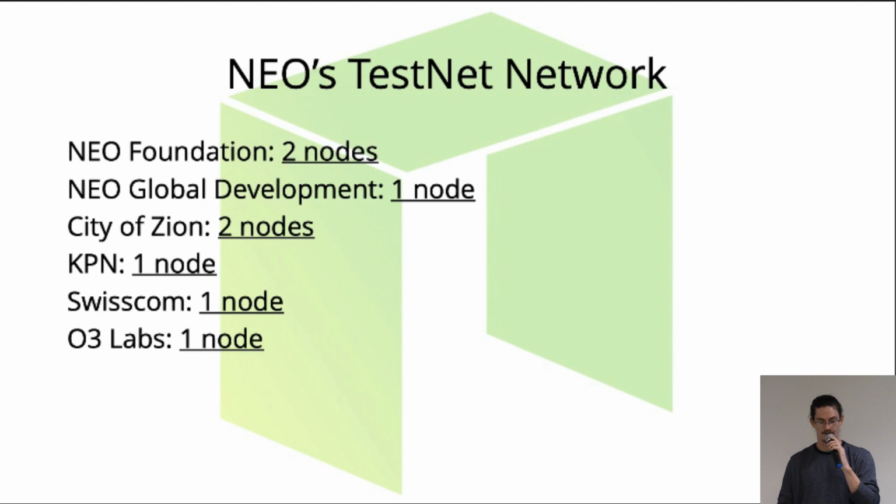However, on the testnet network, we're beginning to see what decentralization at the network level is going to look like, where we have NEO owning three of the nodes distributed between two of their entities. City of Zion operates two testnet nodes, KPN, Swisscom, which is a Swiss company as well, and then a new company that's built out of the community called O3 Labs, which we'll go through in a minute.